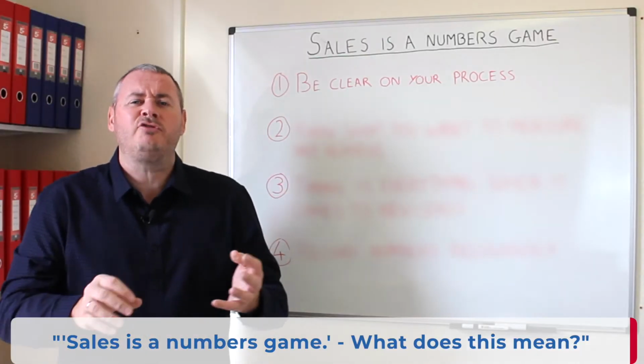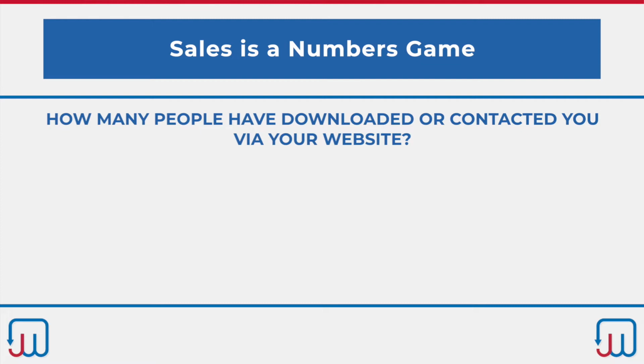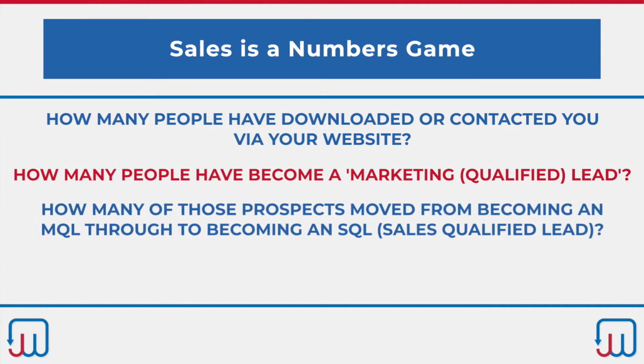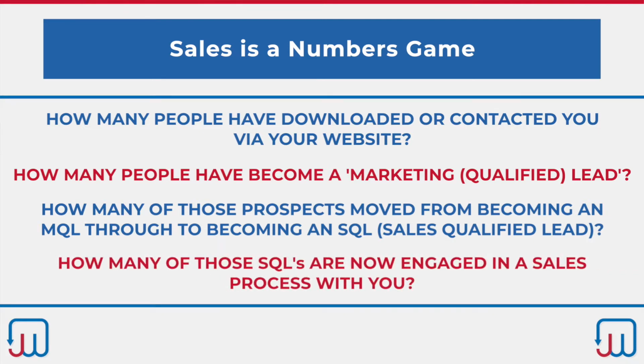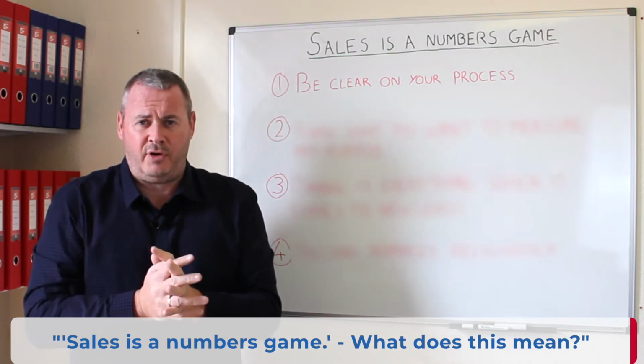So some of the key metrics that you need to measure are as follows. How many people have downloaded or engaged, contacted you via your website? How many people have become what I would call a marketing lead or a marketing qualified lead? How many of those prospects have moved from becoming an MQL, or marketing qualified lead, through to becoming a sales qualified lead? And finally, how many of those sales qualified leads are now engaged in a sales process with you? The key thing is this: most businesses expect to go from here to here straight away and in one action, and it doesn't happen very often.